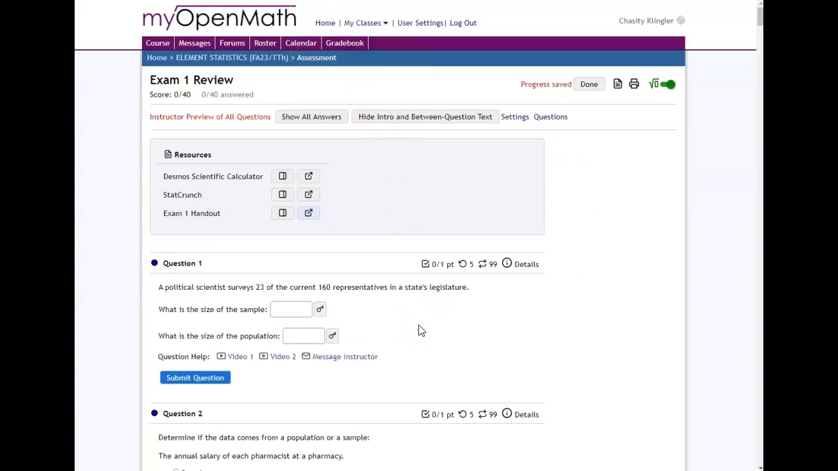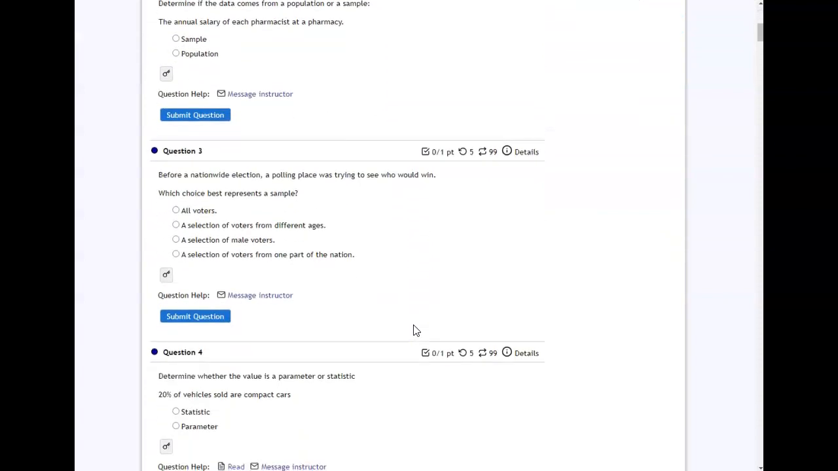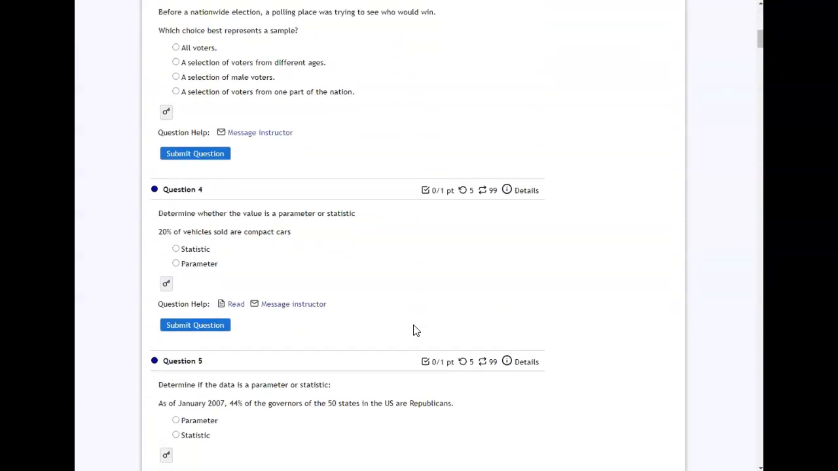The first part of this review will be similar to the first part of the test where you have some vocabulary. Make sure you know the difference between sample and population. The first couple problems are asking about that. Remember, number 4 is asking if this is a statistic or a parameter. Remember, statistic is a data value that describes a sample. Parameter is a data value that describes a population.